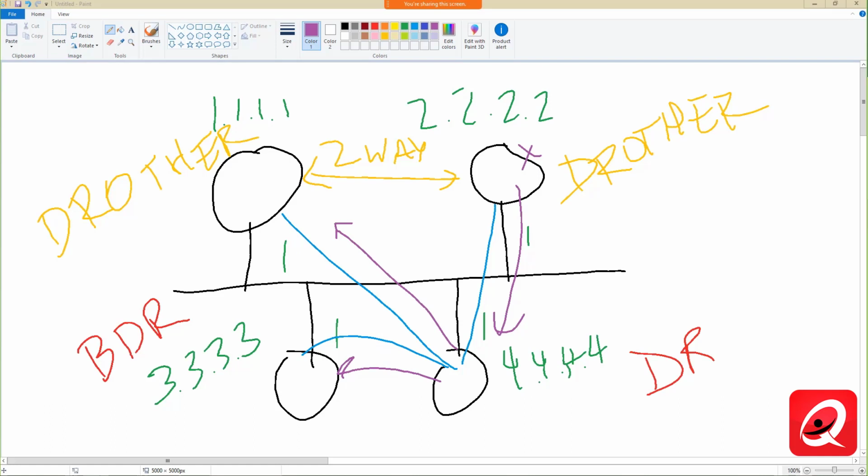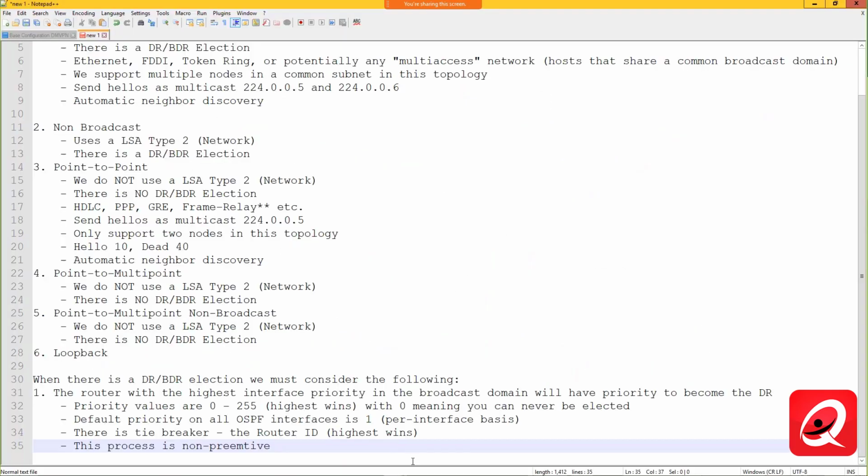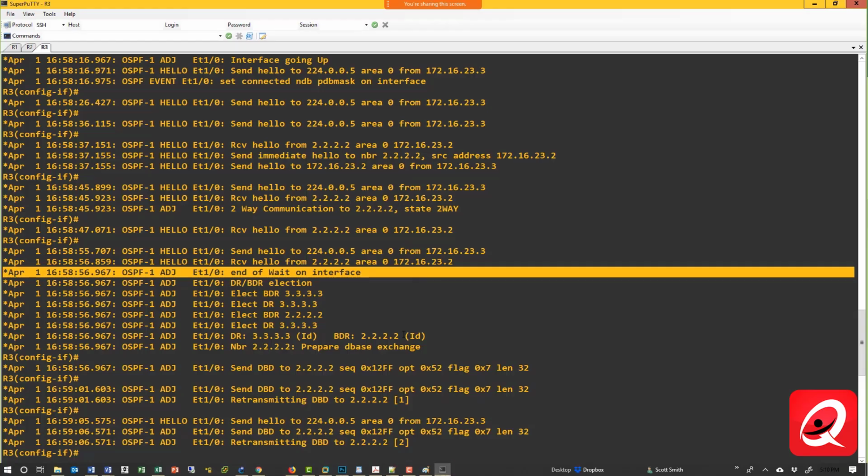Actually, let me go back to my notes, excuse me. And let's see, do we have everything we need for multi-access? Oh, we're up here. Okay. Broadcast, automatic neighbor discovery. The timers. We need to verify the timers for the interface.